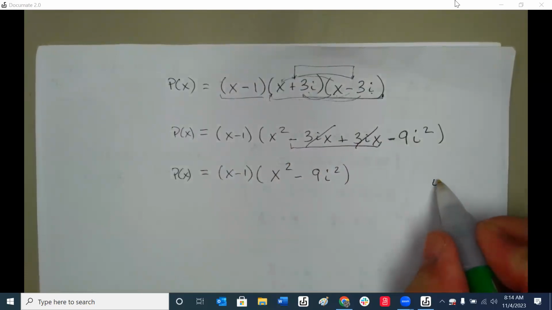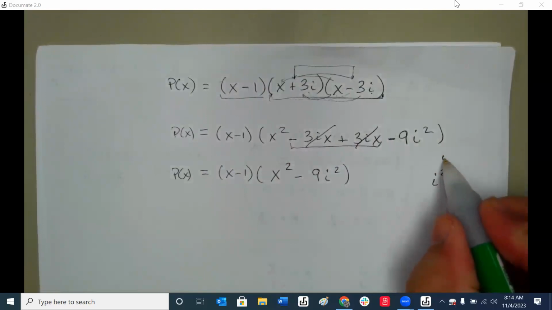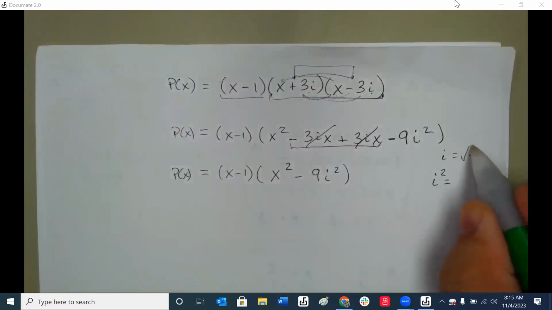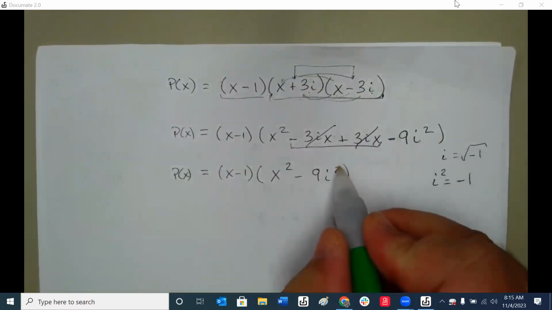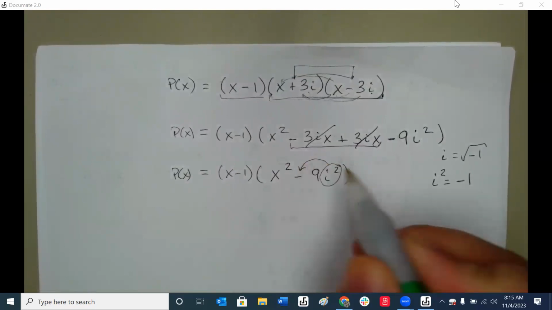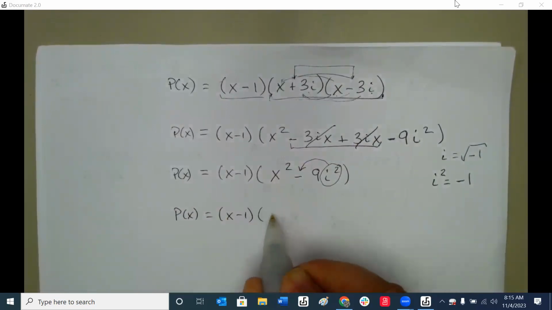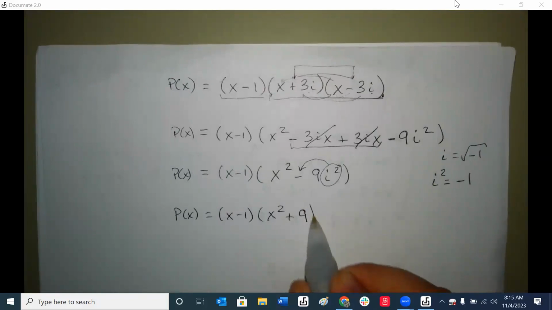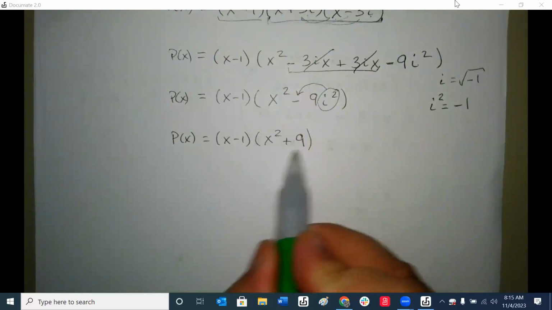What does i squared equal? Remember, i is equal to the square root of negative 1. So when you square it, you get a negative 1. So all of this really does is change the sign of the number in front of it, because negative 9 times negative 1 is going to be a positive 9. Notice there's no more i's.